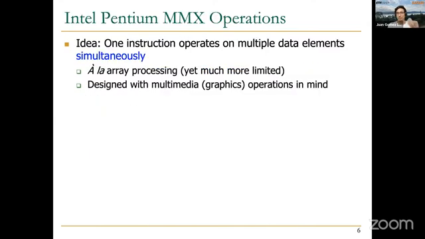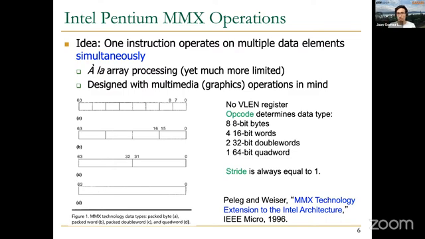A good example, and actually a seminal example of these, are the Intel Pentium MMX operations that were already implemented in the 90s. SIMD means a single instruction operating on multiple data elements, with graphics in mind. When these MMX instructions were proposed and first implemented in the 90s, they had multimedia and graphics operations in mind. And these MMX extensions provide different ways of operating on 64 bits.